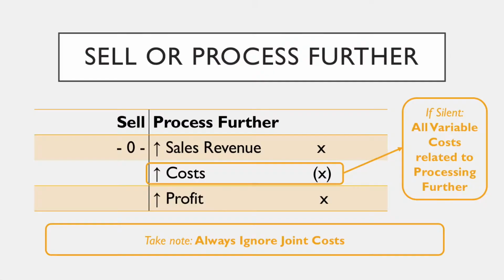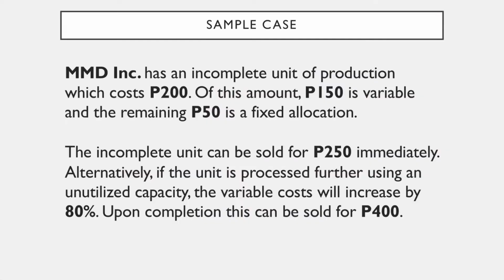Now, what are the assumptions that we are going to make if the case is silent? If the case is silent, all variable costs related to processing further would be presumed to be the incremental costs. Let us refer to the following sample case to demonstrate how we're going to do this.